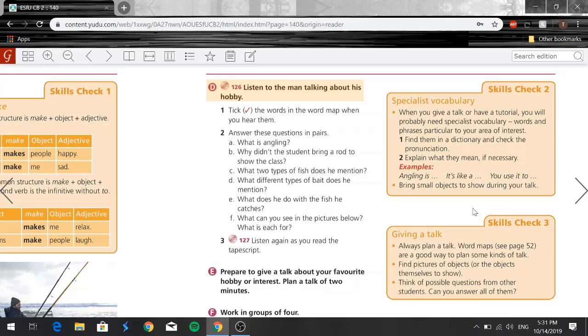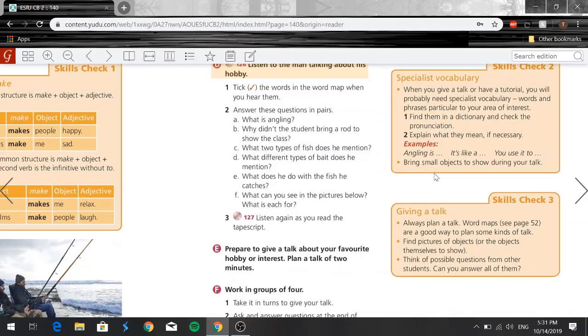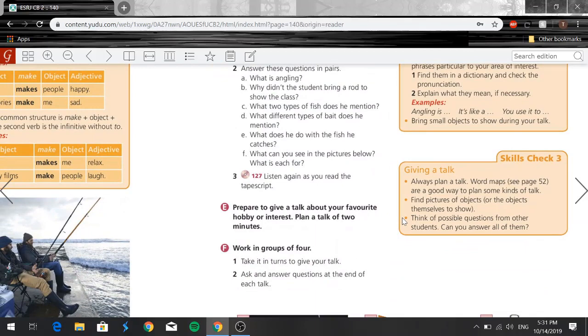So bring small objects to show during your talk. Okay? So again, if your area of interest allows for it, obviously you could bring things to both keep the audience interested and explain things that we don't see too often as people that don't know much about that area of interest. Okay? Now, let's move on to giving a talk, skills check 3.